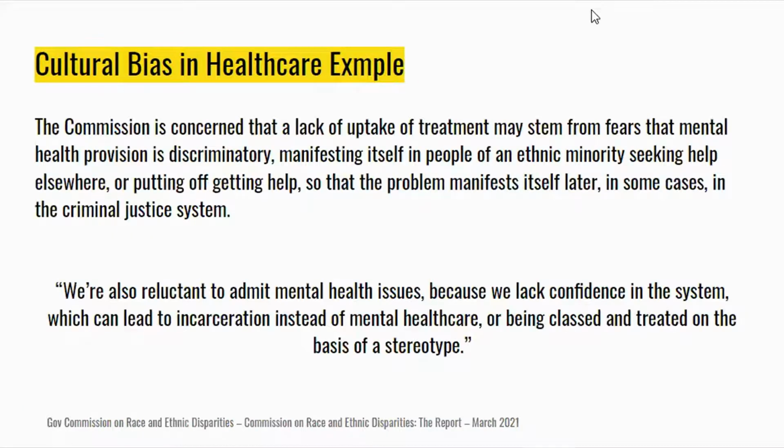Now, from this commission, they were concerned that the lack of uptake of treatment may stem from fears that mental health provision is discriminatory. And it manifests itself in people from ethnic minorities seeking help elsewhere, not going through the recommended routes in terms of the general healthcare system. And this then can manifest itself later on in life. And sometimes these mental health problems aren't picked up until they become an issue within the criminal justice system.